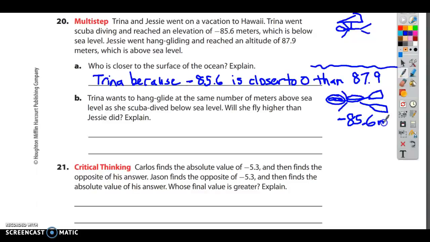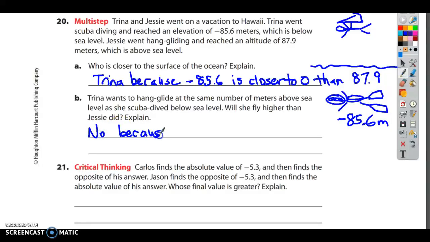That's where she was. Now she wants to hang glide at the same number of meters above sea level as she scuba dives. So that's just the opposite of that. So she wants to be at positive 85.6. Will she fly higher than Jessie did? And the answer is no.